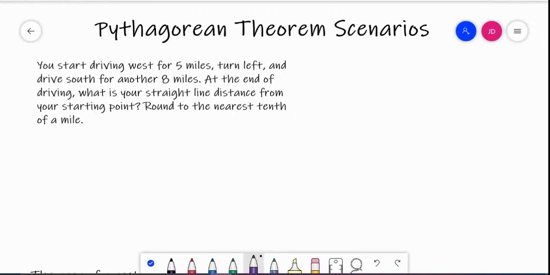Okay, so we are driving west for 5 miles. There's out west. And then driving south for another 8 miles. So this is not drawn to scale, but I need to find the straight line distance from your starting point to your ending point. And we know this is a right triangle. And look at that. We have 2 legs, and we're solving for the hypotenuse.